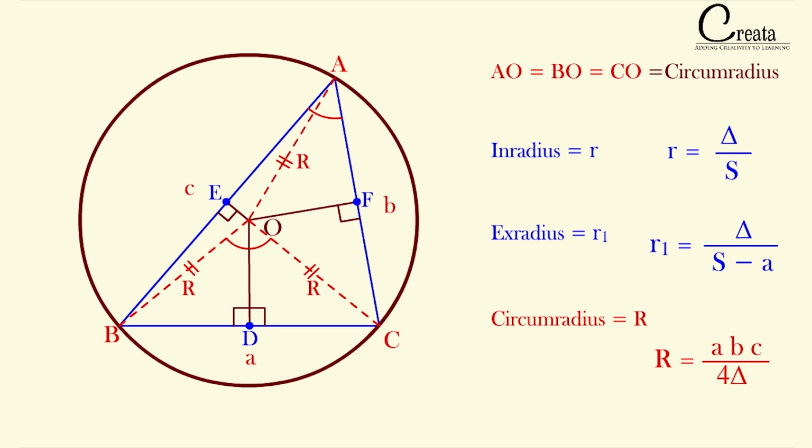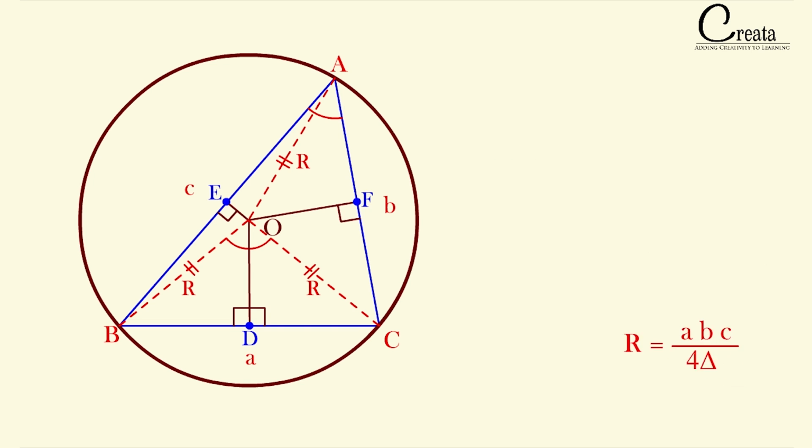That is abc upon 4 into delta. Here delta is the area of the triangle. This is the formula of circumradius. Let's see the proof of this formula. The proof is very small.